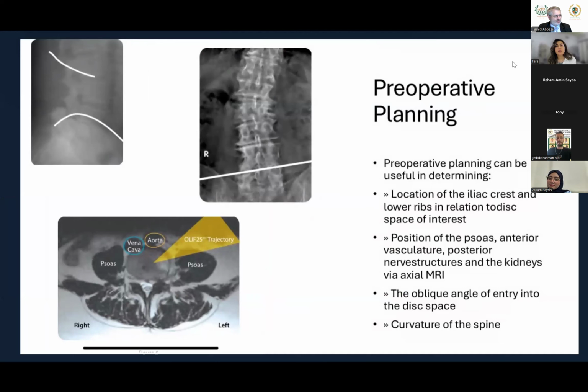Preoperative planning of OLIF would include marking the location of the iliac crest to know how far down you can go, the location of the lower ribs, and the position of the psoas and the kidneys through radiographs, basically axial MRIs, to see the neurovascular structures. Sometimes you can see the aorta and vena cava are shown, but sometimes the vessels are well attached to the vertebra that in some cases minimal transposition is needed. I will talk about it later, which makes it difficult. So very good preoperative study of the structures is very important, along with the oblique angle of entry into the disc space and the curvature of the spine.